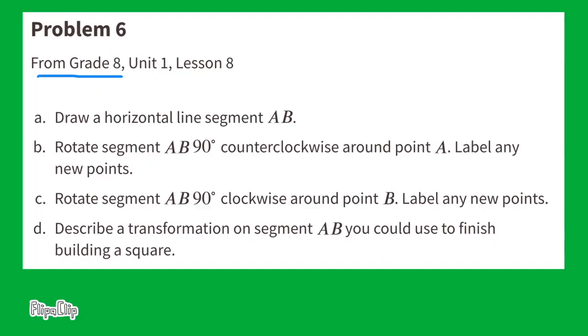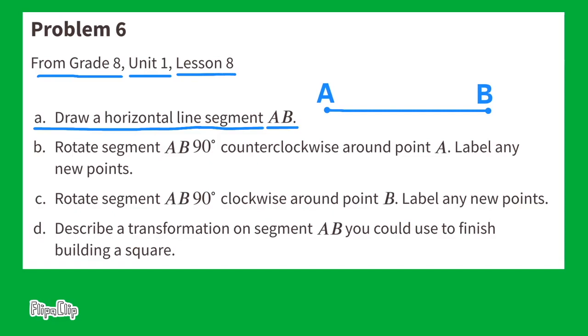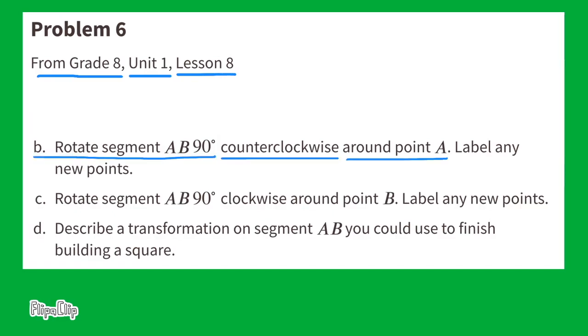Problem number 6 from 8th grade Unit 1, Lesson 8. A. Draw a horizontal line segment AB. B. Rotate segment AB 90 degrees counterclockwise around point A. Label any new points. I'm going to insert a right angle sign. This identifies it as a 90 degree angle. And I'll place a new point on the end of the line segment, and I'll identify that point as point C.